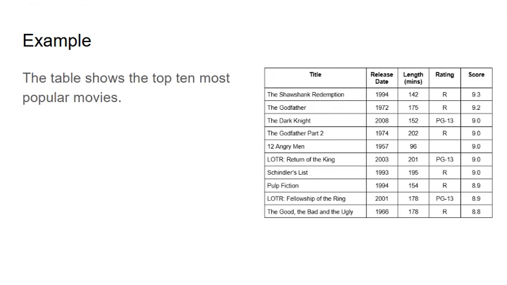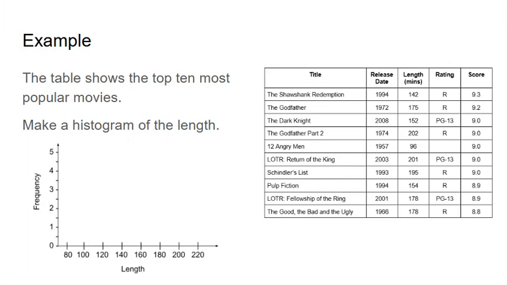Let's look at an example. Here we have a table that shows the top 10 most popular movies, and I'm going to create a histogram of their lengths. So I can view the lengths here, and in this case, I'm going to count by an interval of 20 minutes. You could count by half hours, for instance, 30 minutes, any number you want, such as 15. I'm just happening to choose 20 here.